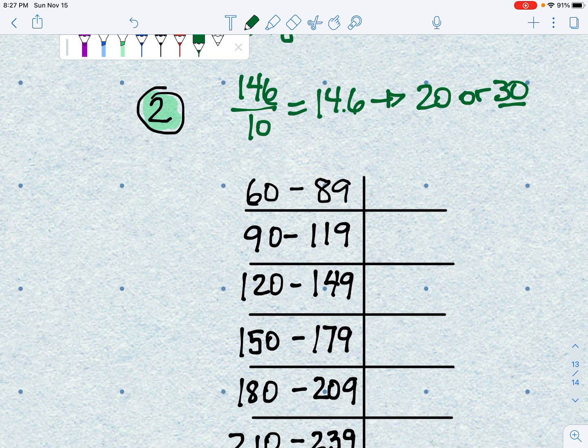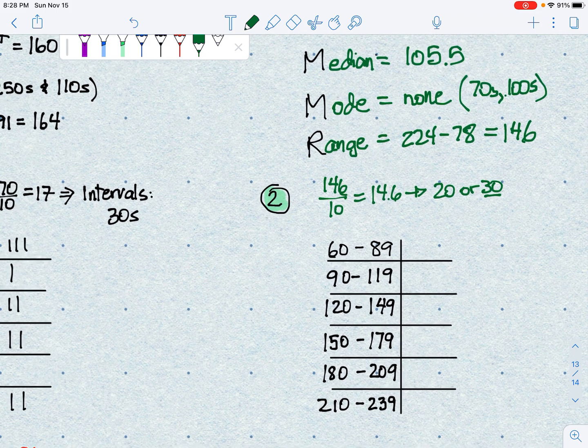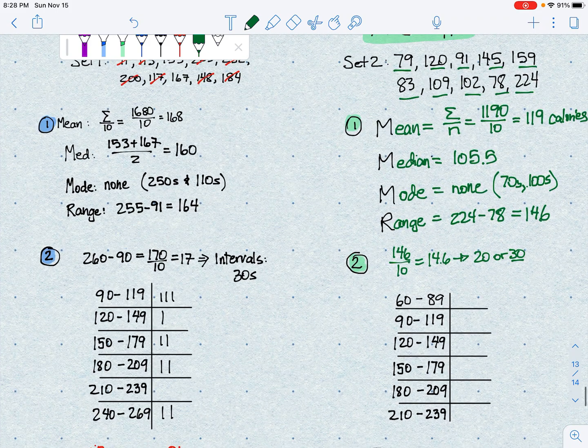Be careful when you do this. Make sure that, notice I didn't go from 60 to 90 because that would be 31, right? So I went 60 to 89, and likewise from 90 to 119. All right, so now you're going to go through and mark it up with how many are in each category. And let's see, from 60 to 89, I think I've got 2.